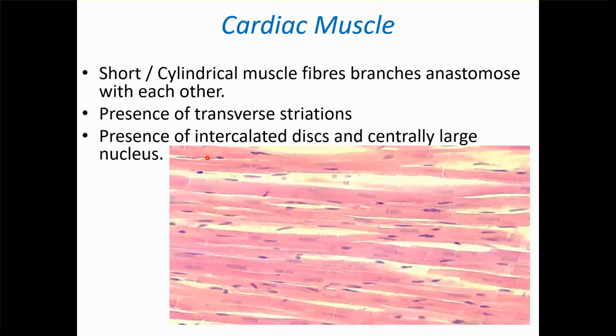Coming to muscle, there are three types of muscle. One is cardiac muscle. The muscle fibers are short and cylindrical. They anastomose with each other, as you can see here. Can you see the anastomosing pattern, okay. Then there are transverse striations. There will be lines inside. These are called transverse striations.